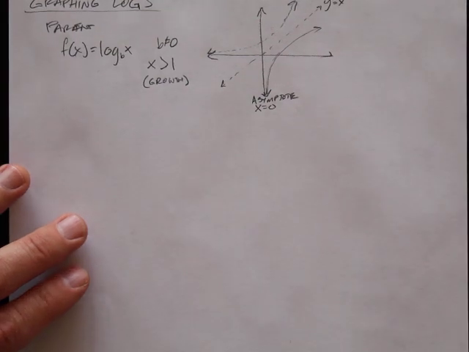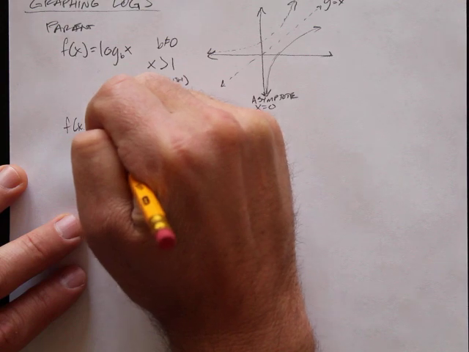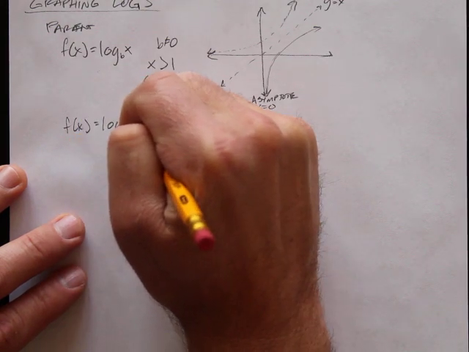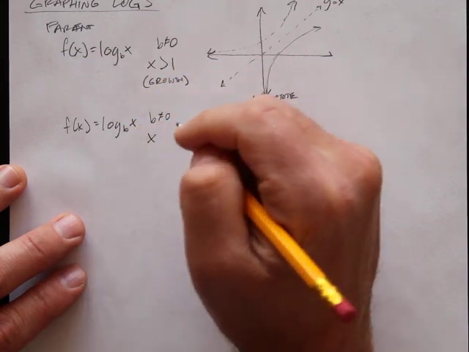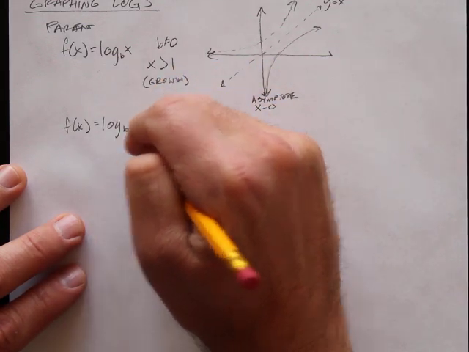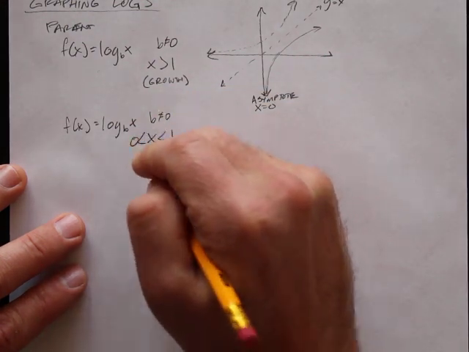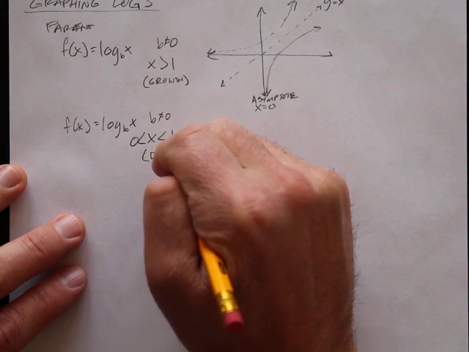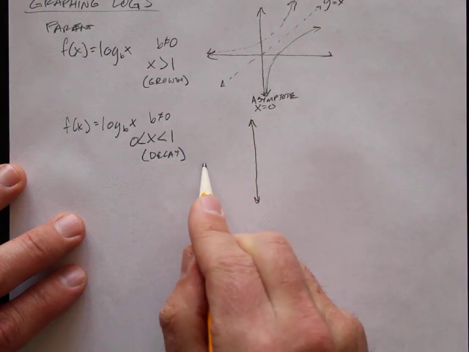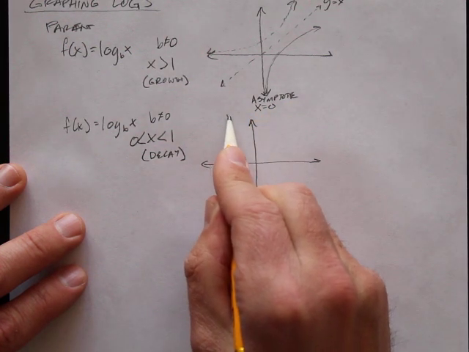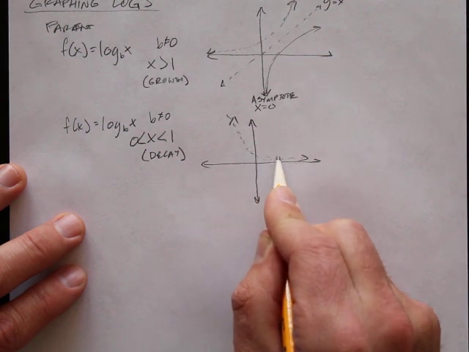Okay, now let's look at the other one. Let's look at the decay here. So f of x equals log base b of x. B, again, can't be 0. And b is greater than 0 and less than 1, meaning it's a fraction between 0 and 1, and this is going to look like decay. So let's look at what that looks like. Remember, exponential decay looks like this, something kind of like that.